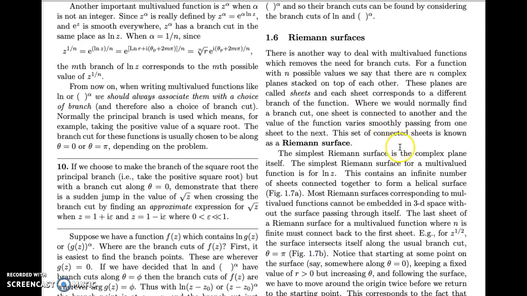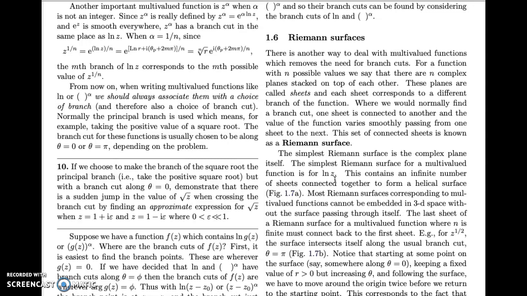So this set of connected sheets is known as a Riemann surface. The simplest type of Riemann surface is the complex plane itself. That's just one sheet, which just represents the complex number z. The next simplest Riemann surface, or the simplest Riemann surface for a multi-value function, is actually the one for log z.